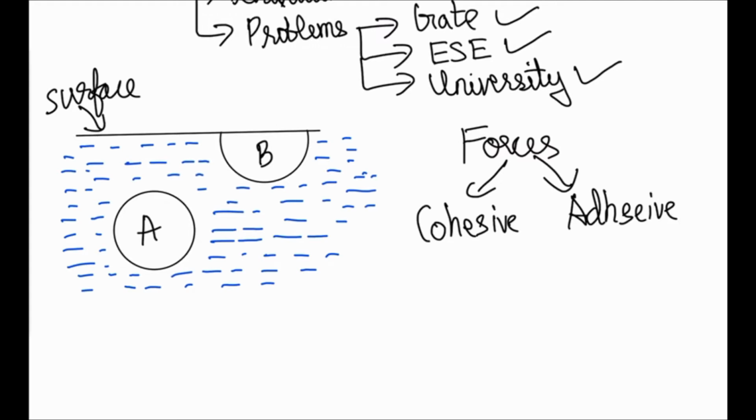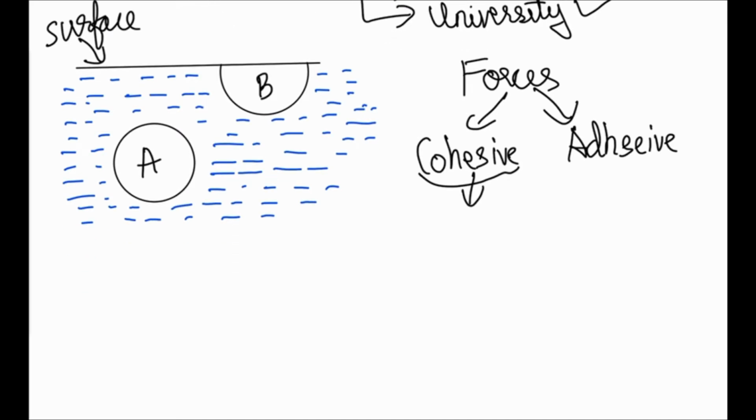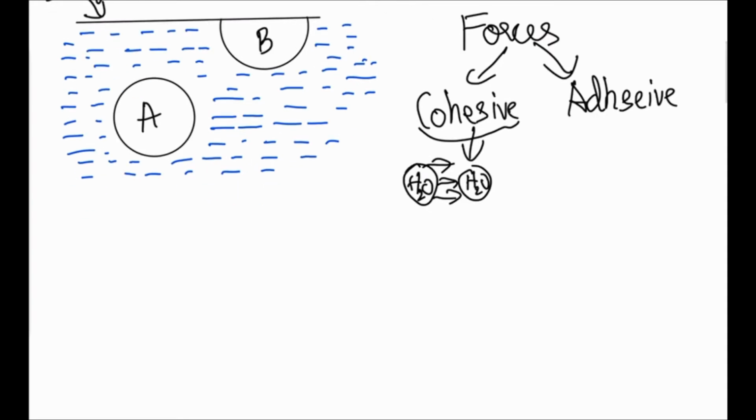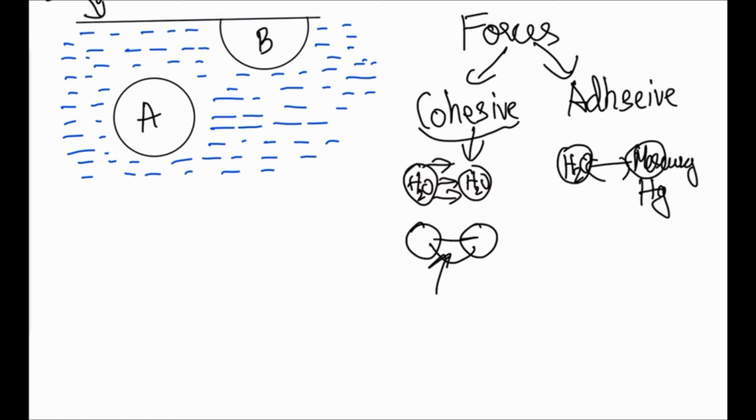Cohesion is the intermolecular force of attraction between the same molecules. That is, if here it is water, then here also it should be water. The attraction between these two molecules is cohesion. And if it is mercury, with one more molecule of mercury here, there will always be an attractive force between these two molecules. That force is known as cohesive force. Whereas if one is water and one is mercury, Hg, the force of attraction between these two molecules is known as adhesion.